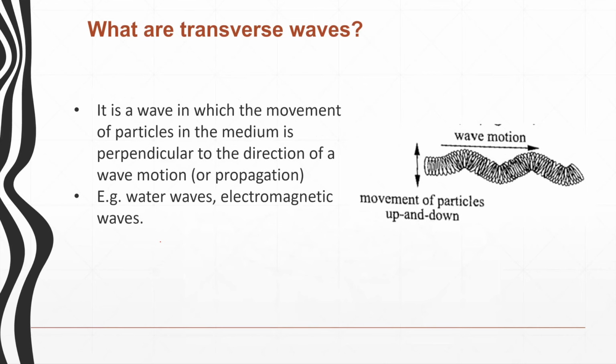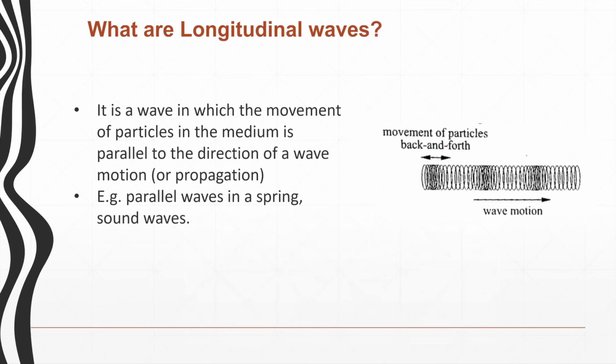We have transverse waves; identify how they look and differentiate. So for transverse waves, the wave motion and the movement of the particles are perpendicular. Then for longitudinal waves, the wave motion and the movement of the particles are parallel to each other.